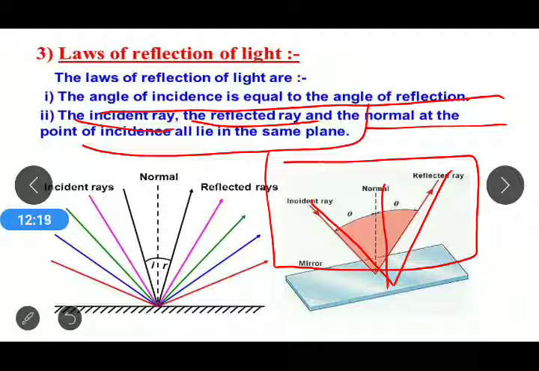So wherever we are, suppose we are performing the activity on a ground floor, then the incident ray, reflected ray and normal should be on the ground floor. If we are performing that activity on a particular wall, then all the things, incident ray, reflected ray and normal, should remain on that wall. So wherever we perform it, the incident ray, reflected ray and normal always remain in the same plane.